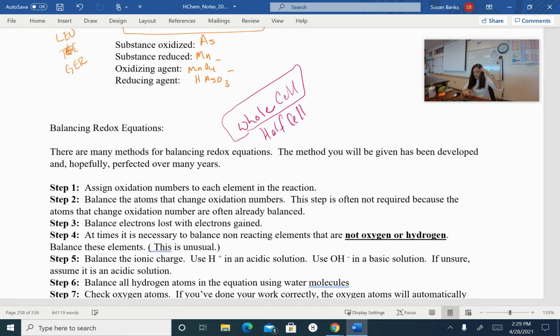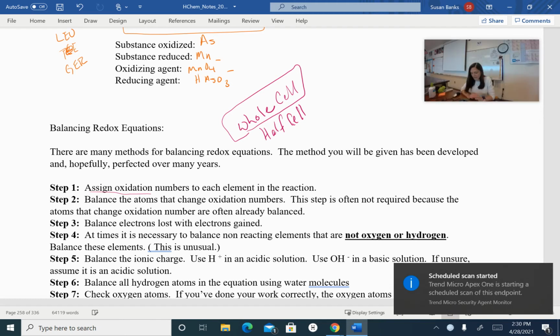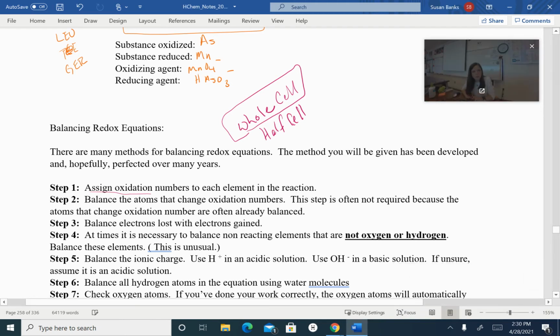Okay, step one is always assign oxidation numbers to each element in the reaction, okay? So we always want to start out by assigning the oxidation numbers, and hopefully you are feeling comfortable doing that. Next, you need to check what changes. So there's going to be two elements, one that's oxidized, one that is reduced. So you need to see which elements are changing between the reactant side and the product side. Those are the elements that you are really going to pay attention to for the next bit.